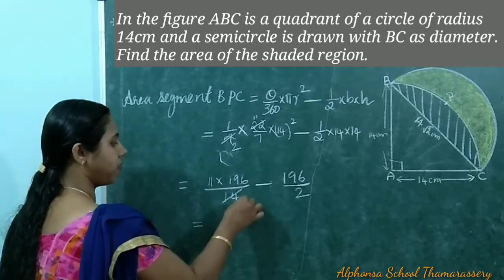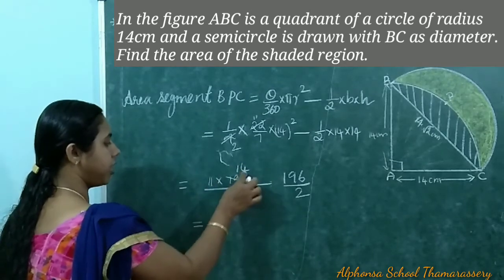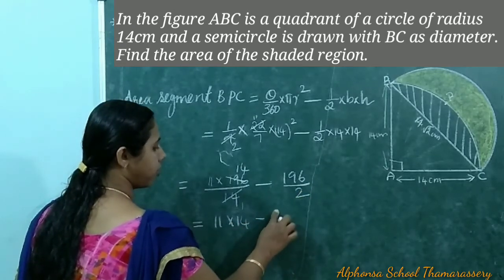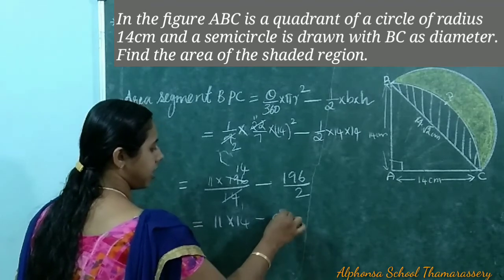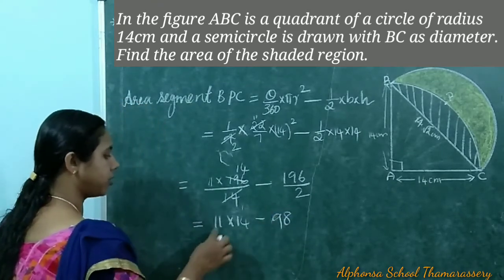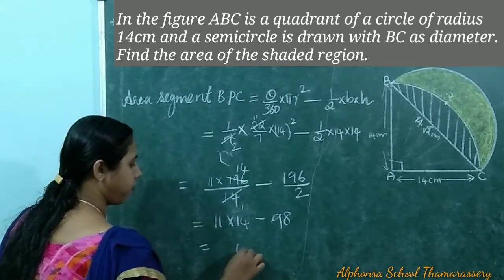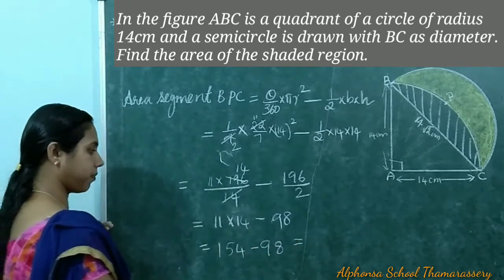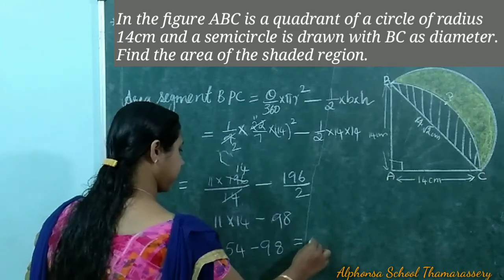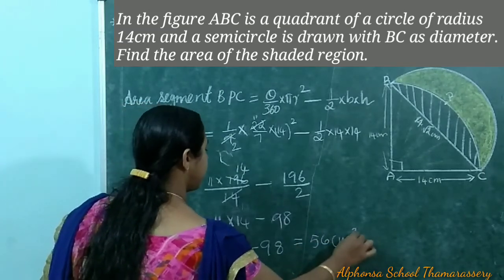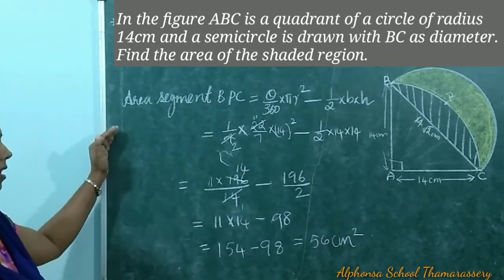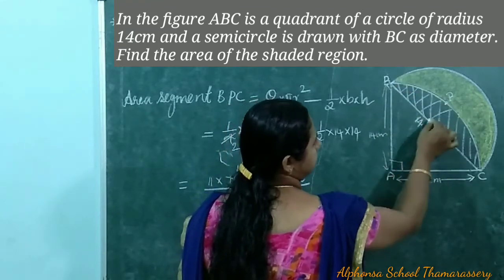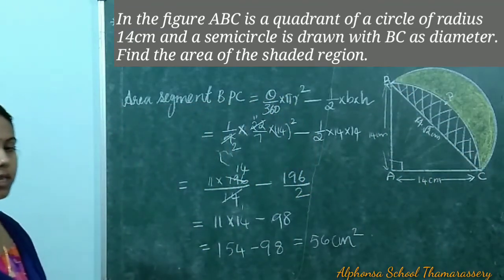So 11 into 196 by 14 minus 196 by 2. Here there is a common factor 14. So 14 times, so 11 into 14 minus 196 by 2, that is 98. That is equal to 11 into 14, that is 154 minus 98, that is equal to 56 centimeter square. So area of the segment is equal to 56 centimeter square. This shaded portion, area of the segment, is equal to 56 centimeter square.